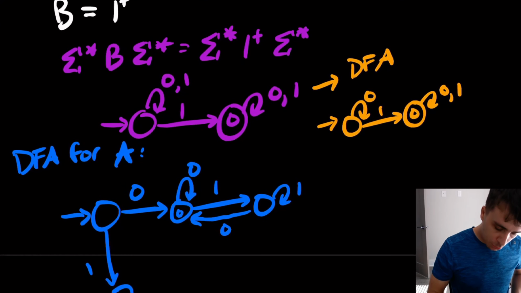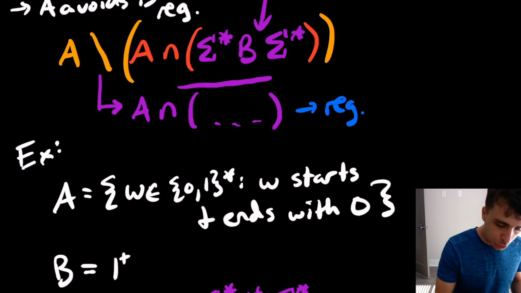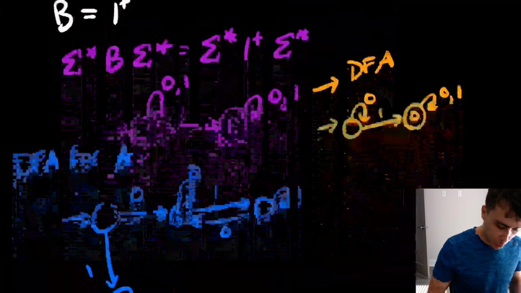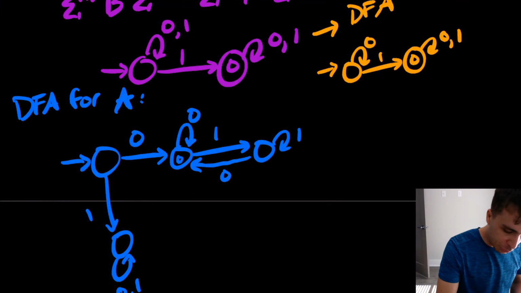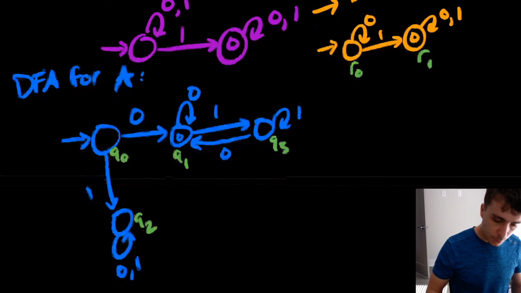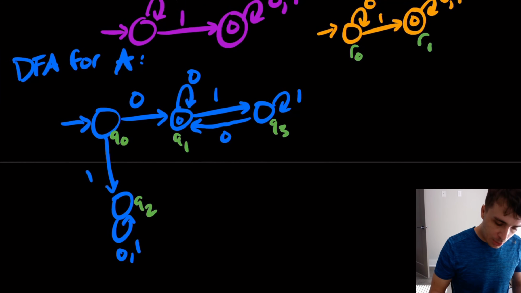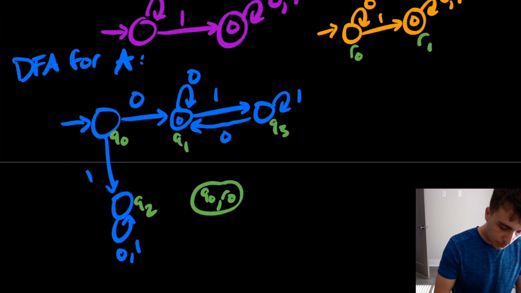Okay, so now what it says to do is to do the intersection of the two. And the best way I know how to do that is with the product construction. So I'm going to label the states as Q0, Q1, Q2, Q3, R0, R1. Okay, so now let's start making the machine. The start state is going to be Q0, R0.